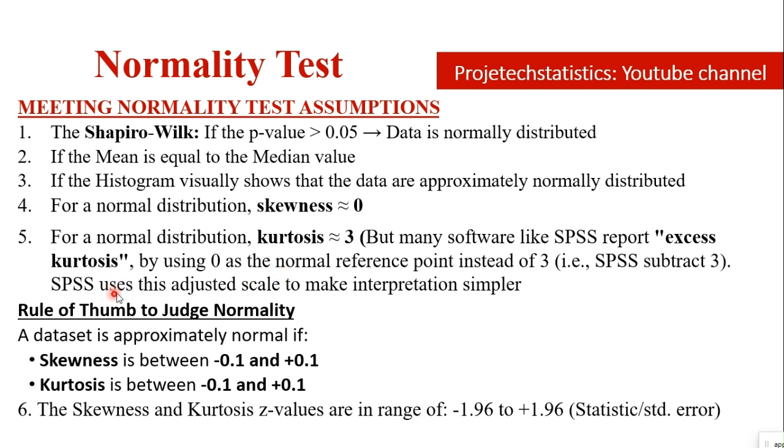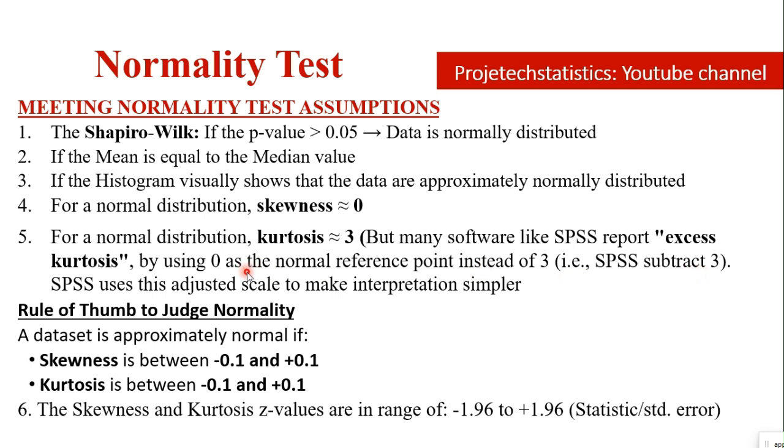And SPSS does this adjustment to make interpretation simpler. So most times when you see your kurtosis output, you have to know that 3 has been subtracted from the value you see in the SPSS output. 3 has been subtracted.